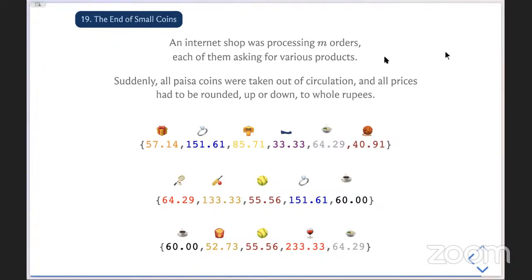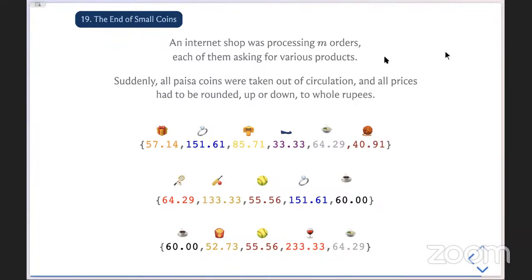Some orders are already billed in a certain way. That was before the pesos went out of circulation, but now they can't pay that anymore, and so they have to be billed according to these new prices. And we want the new prices to be set up in such a way that nobody has to pay too much more than planned, and the shop owner doesn't lose too much money either. So the values of the orders should be roughly within a reasonable ballpark of what they were originally.